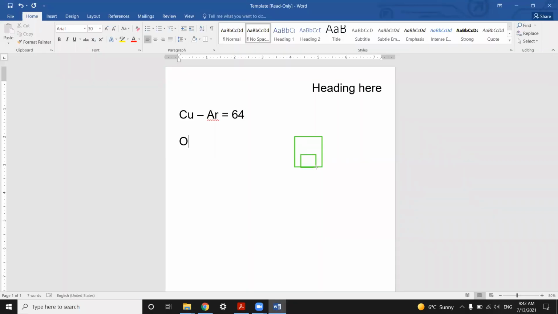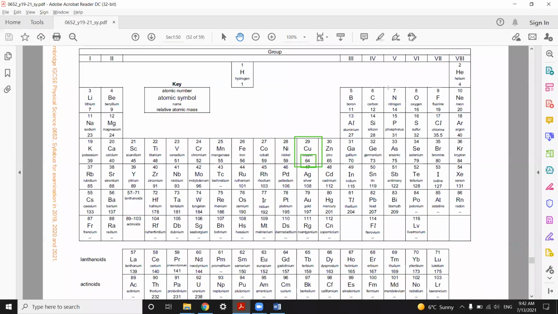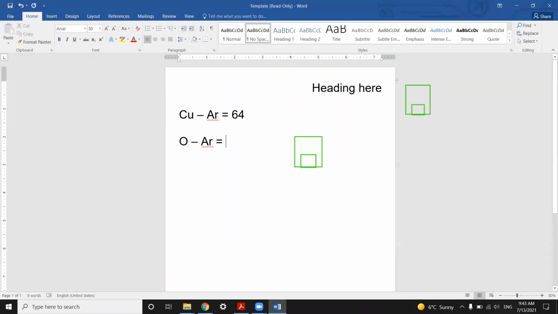If somebody said just oxygen on its own, nothing else, if you wanted the relative atomic mass, you would go to the periodic table and look for oxygen. And the relative atomic mass is 16. Cool. So that's the relative atomic mass. For elements, it's very straightforward because all you do is look at the periodic table and record the value that's at the bottom in the little block. Any questions so far?